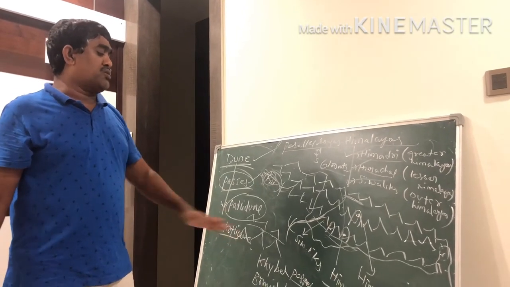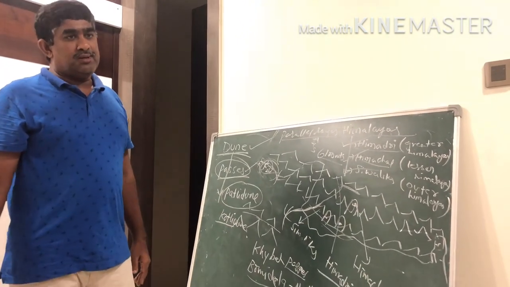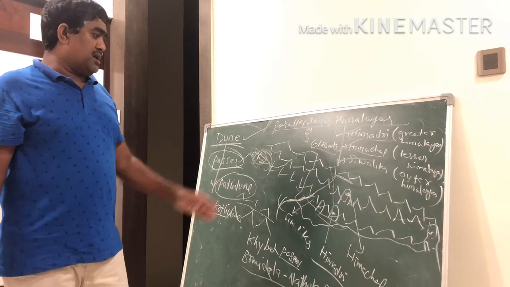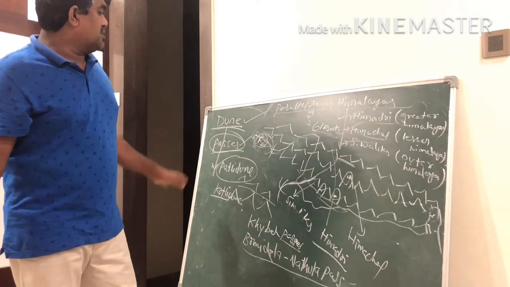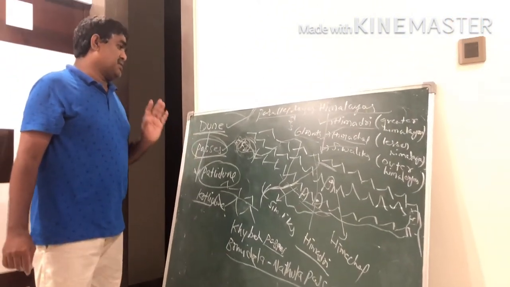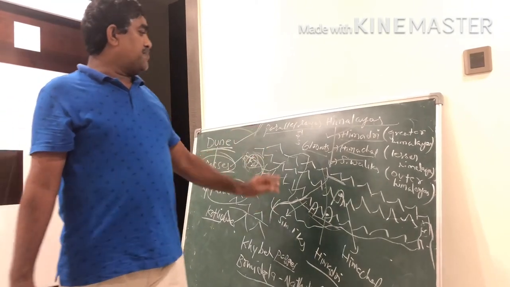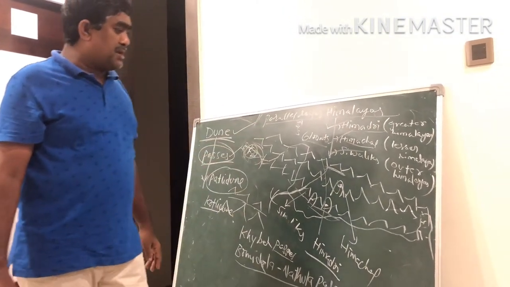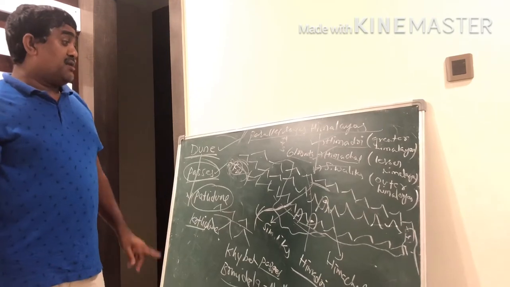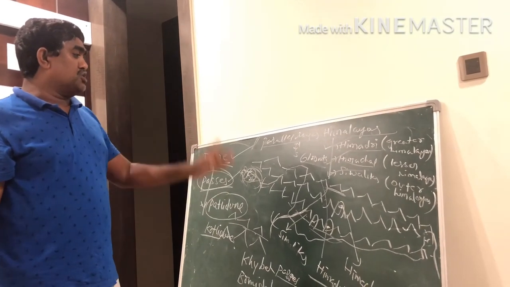Right now also we have Bomidila and Nathula Pass. They are the borders. So these are the dunes and passes. By this, we have completed the Himalayas.